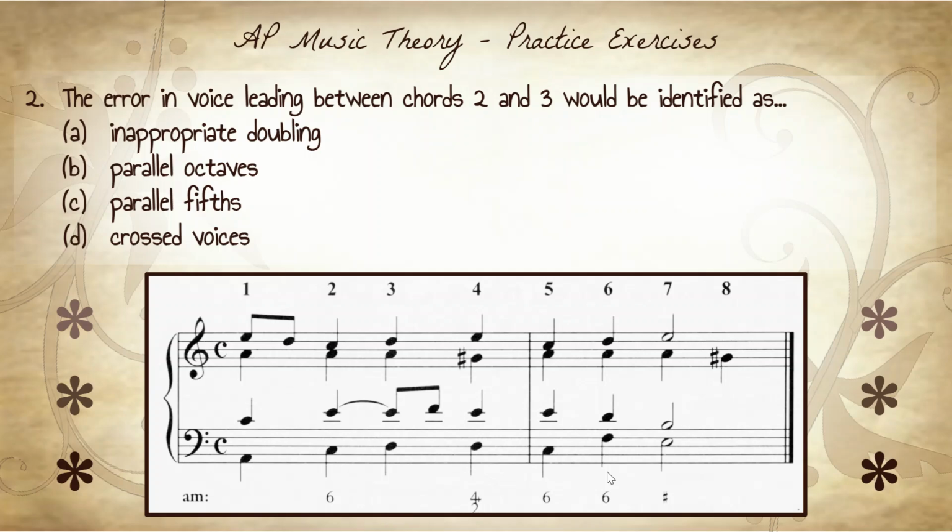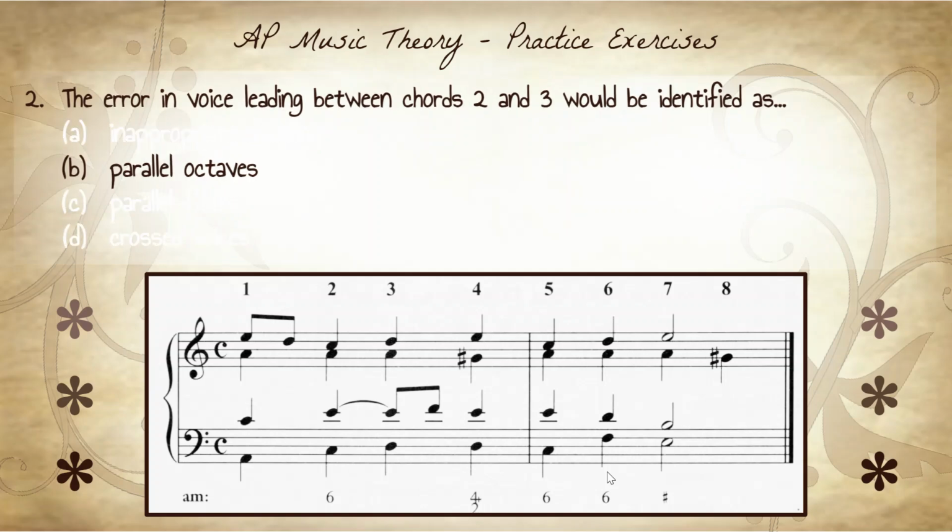Question 2. The error in voice leading between chords 2 and 3 would be identified as A. Inappropriate doubling, B. Parallel octaves, C. Parallel fifths, or D. Crossed voices. Correct answer is B. Parallel octaves occur between the soprano and the bass, C to D.